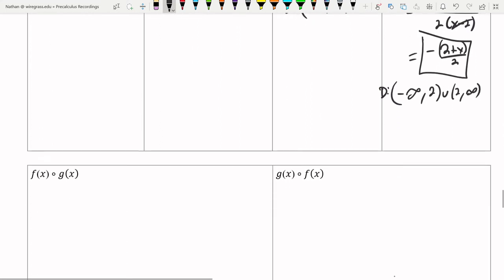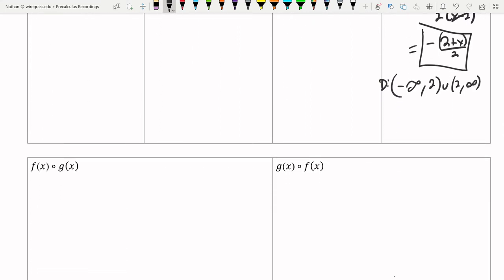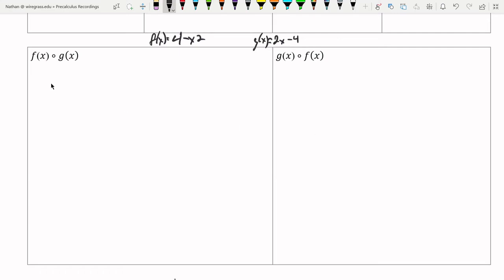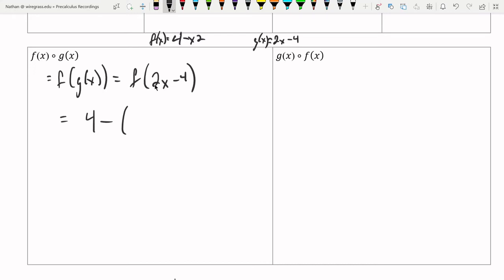Okay, now let's go ahead and compose them each way. So f of g of x and g of f of x. Okay, so f of g of x means you're going to plug g into f. You don't have to actually write this thing out every single time. I'm just doing it for the sake of clarity. 4 minus x, which is now 2x minus 4. And then that's going to be squared.